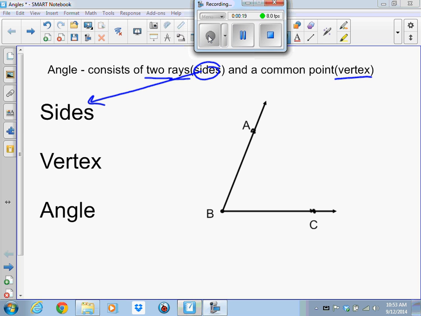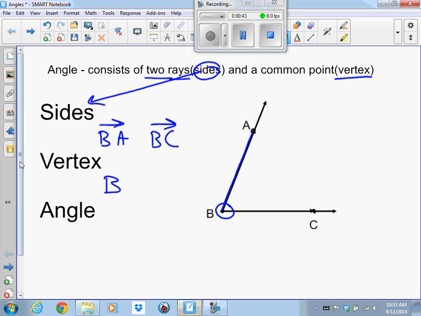On this angle, we have a ray as our side, which is BA, a ray, and BC is also a ray. You have to make sure you get those as rays. They are rays, not just line segments. My vertex is the point where the two rays start, which is at B.